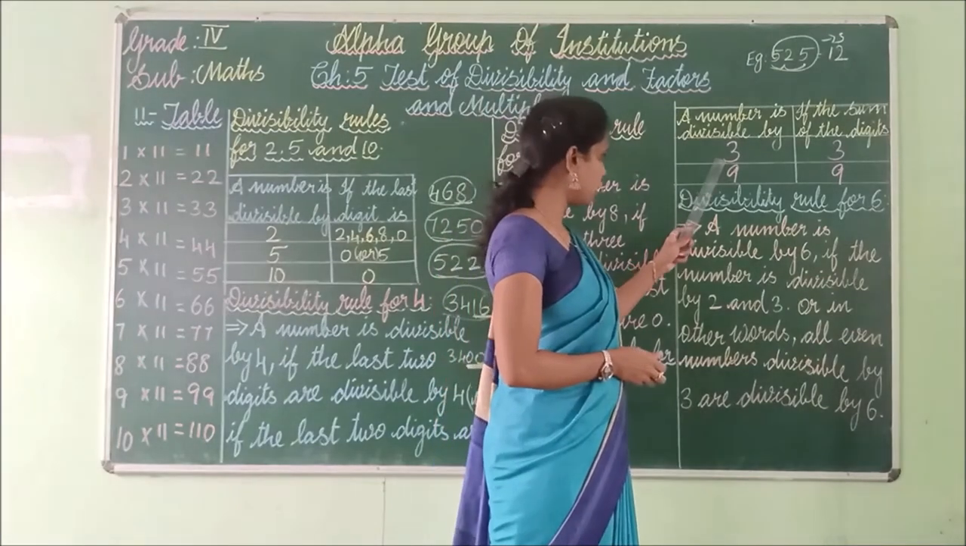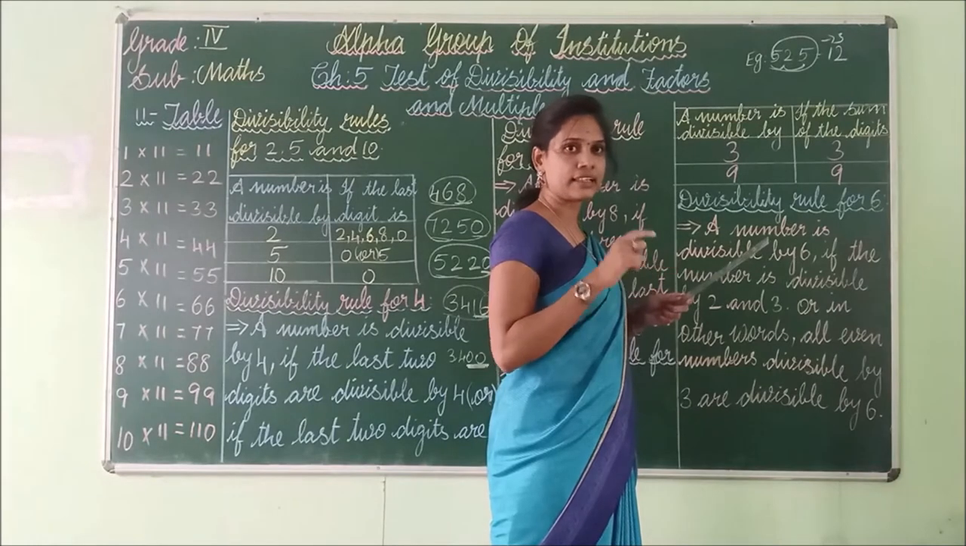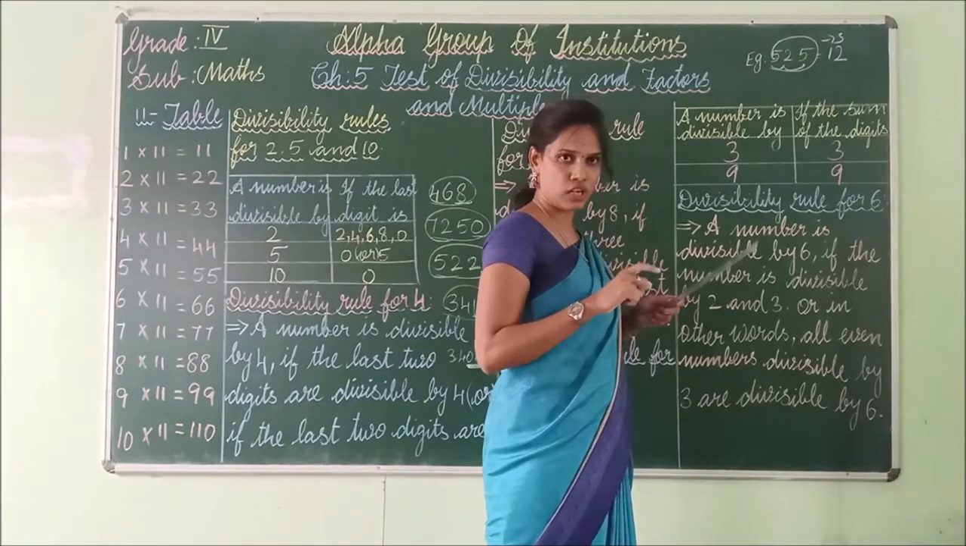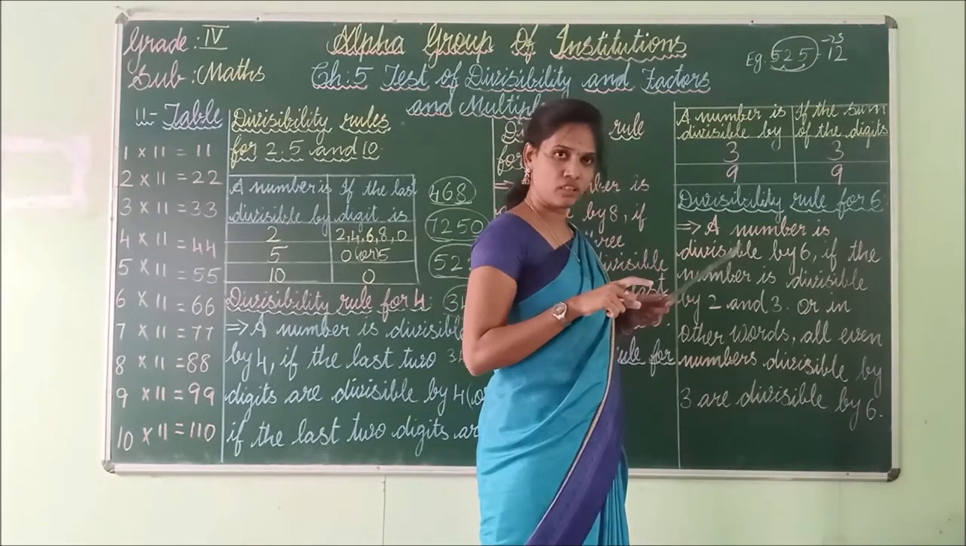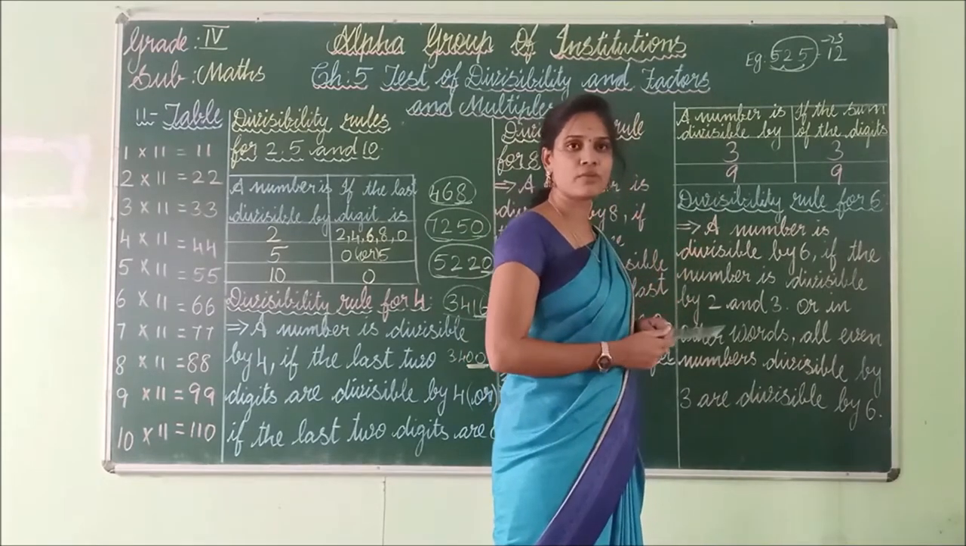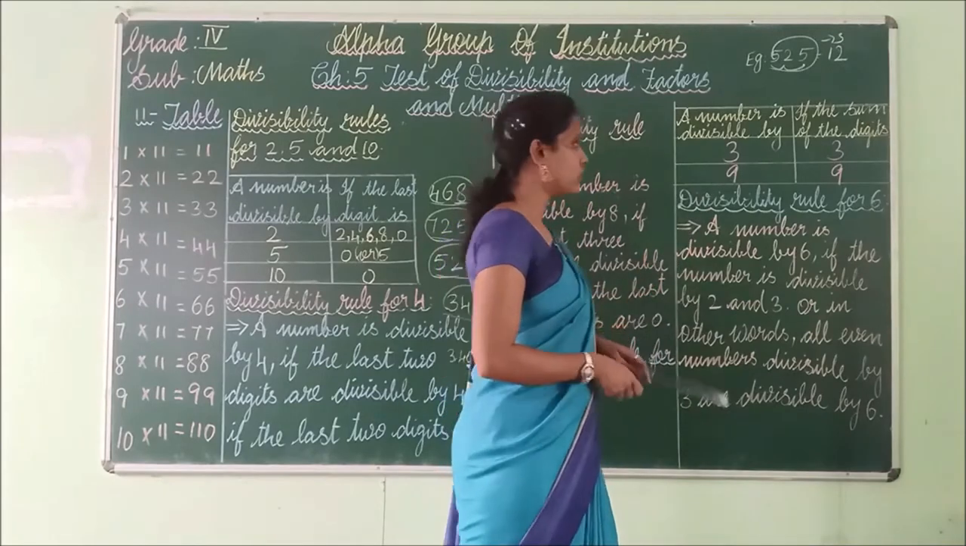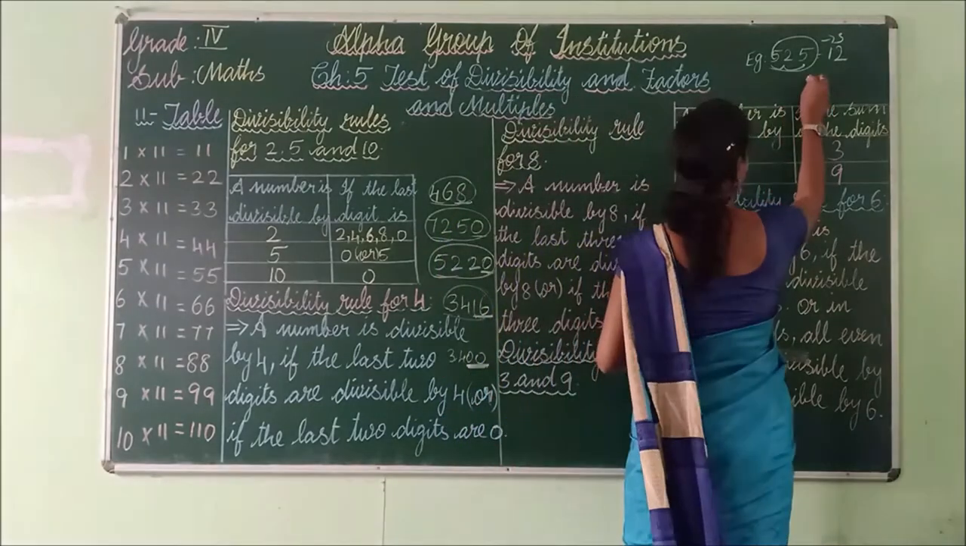If it is 3, you have to add all the digits. After adding, the total should come in the particular table. If it comes in the 3 table, the full number will be divisible by 3. Shall we take another example for 9? Yes, see.